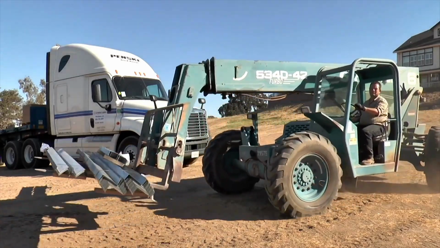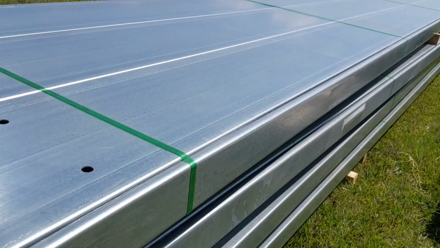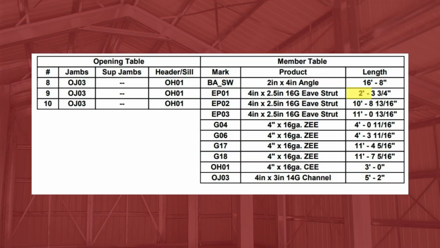A common issue when a material order gets delivered is a question about missing material, specifically shorter cut panels and framing members. An erector or building owner will spot a small batch of short pieces on their construction package and get worried when they do not see those pieces among the bundles.